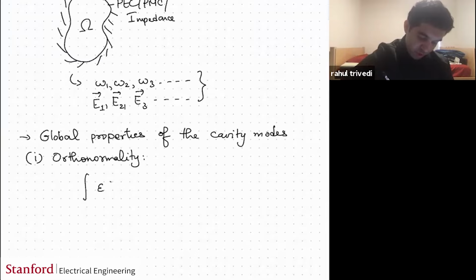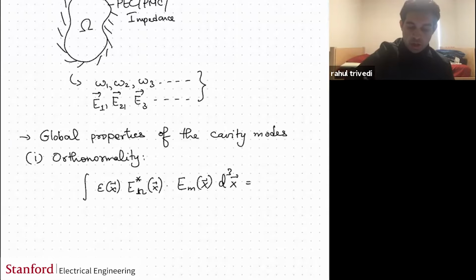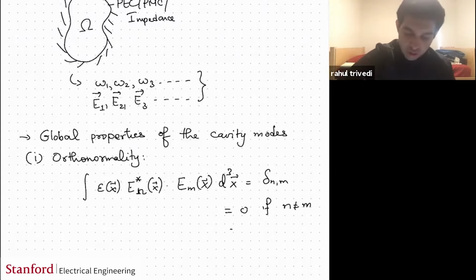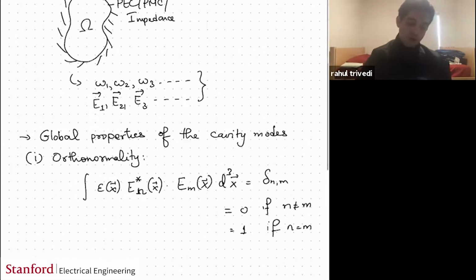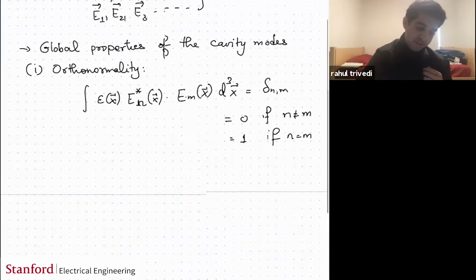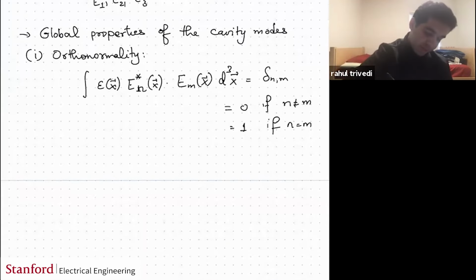So one property was orthonormality, which was that if you were to integrate epsilon of x, let's say En star of x dot Em of x d3x, then you're going to get a delta function, which means that this is 0 if you're looking at different modes. So two different modes are orthogonal, and we choose it to be 1 if you're looking at the same mode, right? And this orthonormality property, as we started looking at it in more detail, implies that the cavity modes are physically independent.